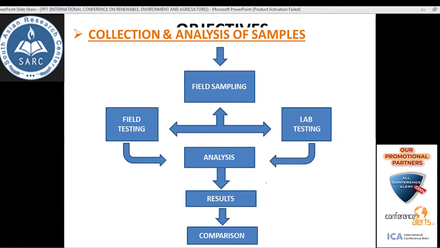Now, talking about collection and analysis of samples, first of all, field sampling was done in both industrial and non-industrial areas, and various parameters were tested in the field itself using a water analyzer kit, and other parameters were tested in the laboratory by shifting samples to the lab and using standard methods. After the analysis, results obtained were compared with the standard values, and the degree of variation was observed. The parameters analyzed include pH, turbidity, electrical conductivity, total hardness, TDS, calcium, magnesium, chloride, and BOD.